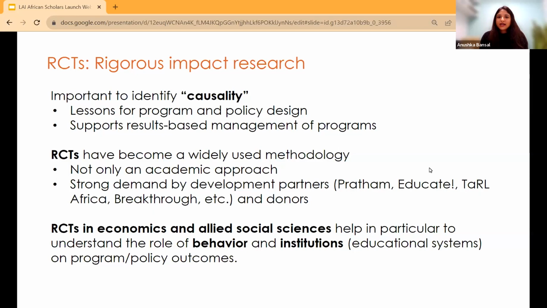Under LAI, randomized evaluation is the methodology we focus on and fund to answer our research questions. And from here, I would hand it over to my colleague Demi, who will share a bit more about the goals of the initiative and what the specific research questions are that we want under LAI. So, Demi, I pass it on to you.